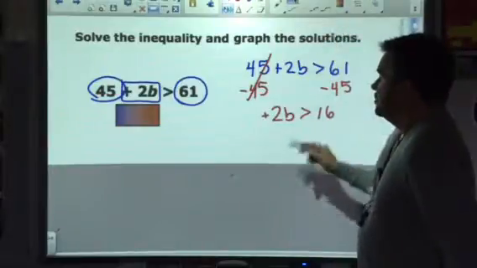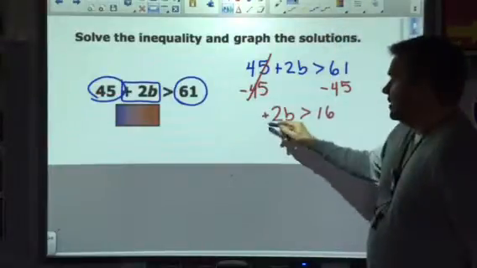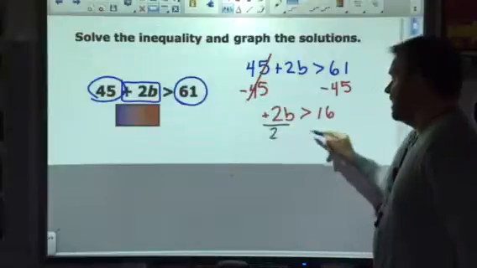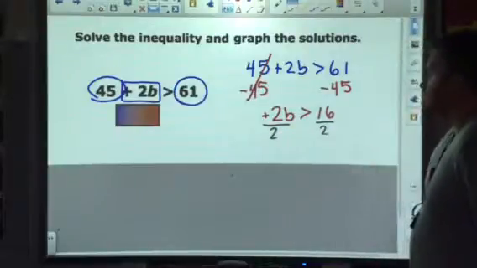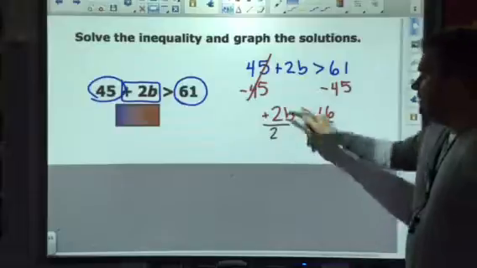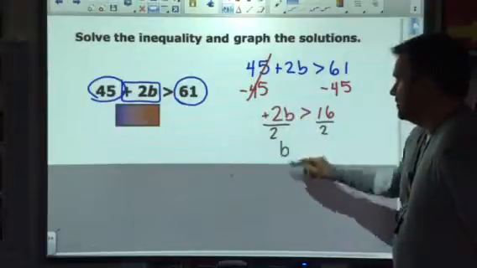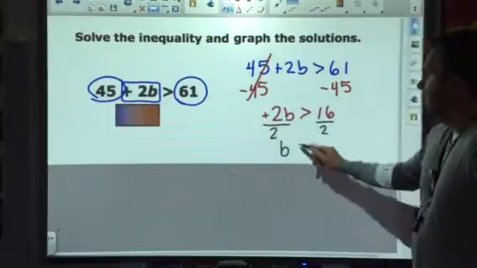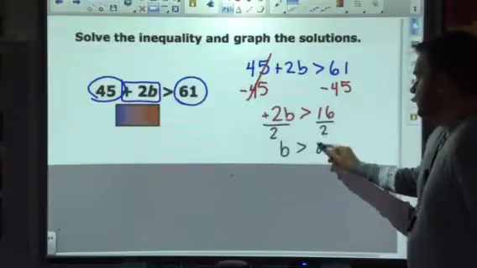So to undo that, we have to do the inverse operation. Divide by 2, divide by 2. These will cancel out, and we'll be left with just b. 1b is greater than 8.